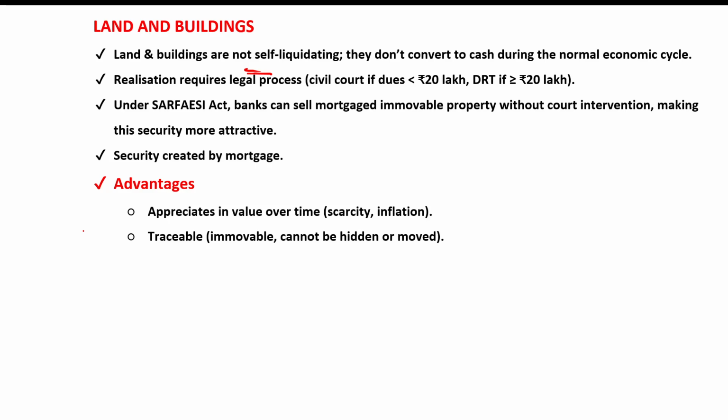Earlier, banks avoided land and building as security because of difficulties in valuation and legal complexities. But today, with law like SARFAESI, banks can sell mortgaged property without going through a long court process, without going through a long legal process basically. So making it popular for collateral, especially in corporate loans. The nature of security is mortgage.